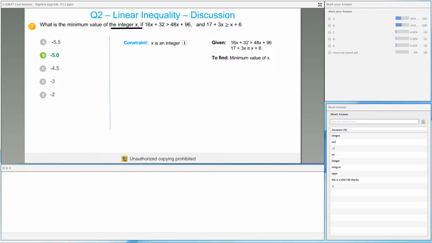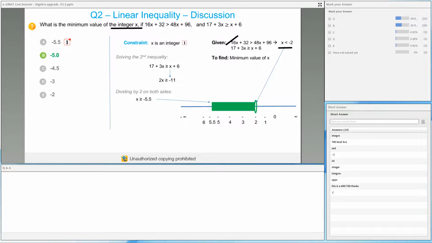So once you understand that X is an integer, what you need to do is solve both the inequalities. This is something which we solved in the previous question, so I'm not going to solve it again. I just need to focus on the second inequality, which would give me X is greater than or equal to -5. Now I need to combine these two: X is less than -2 and X is greater than or equal to -5, and draw the number line. Once I draw this, I'm looking for integers which should be less than -2 and greater than or equal to -5. So the values which are possible are -5, -4 and -3.